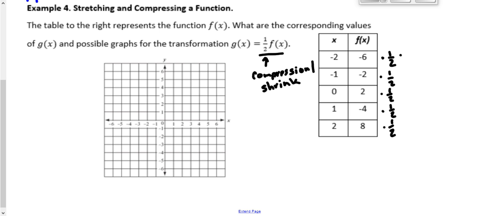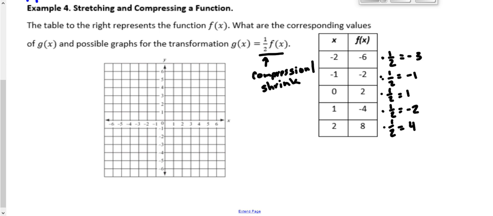Okay, so half of -6 would be -3. Half of -2 would be -1. Half of +2 would be 1. Sorry. Half of -4 would be -2. Half of 8 would be 4. Okay, so that would give us our new outputs.